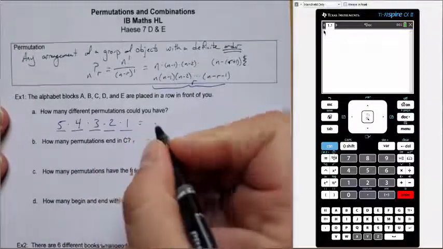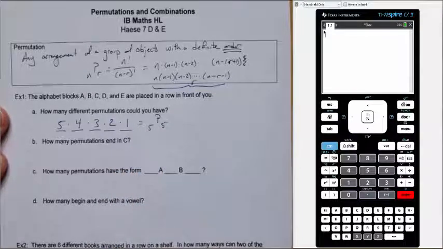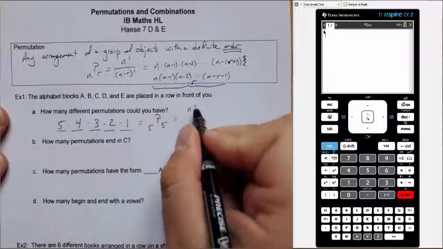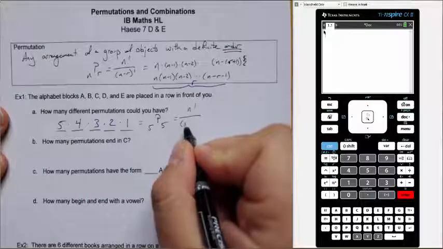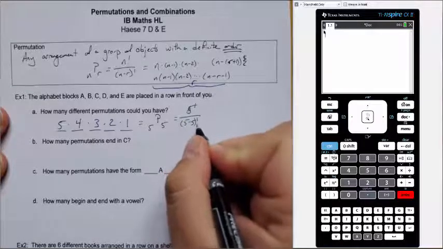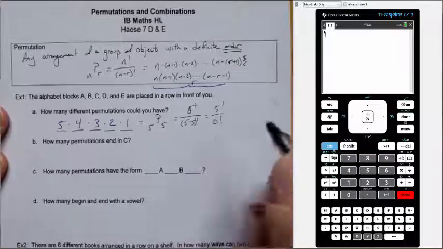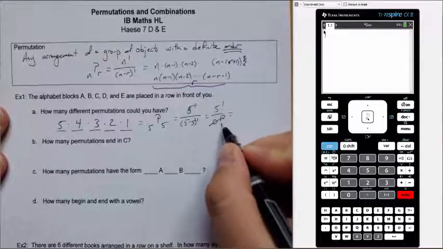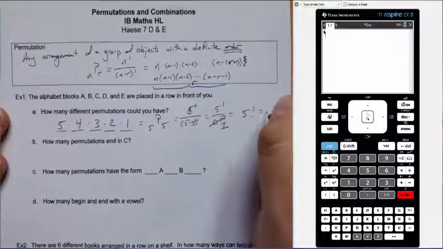In permutation notation, this would be 5 blocks, and I'm going to arrange all 5 of them. That works out to be, in factorial notation, 5 factorial over 5 minus 5 factorial, which is 5 factorial over 0 factorial, and we defined 0 factorial to be 1. So this is just 5 factorial, which is 120.